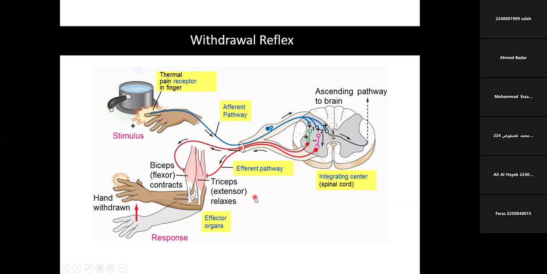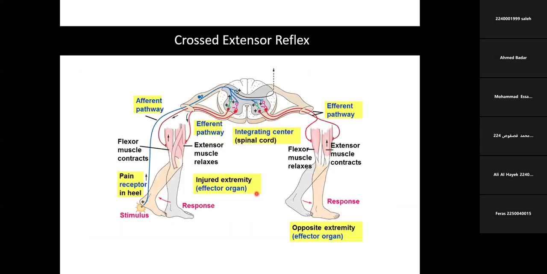So my dears, these 3 were examples which we discussed for the 3 types of reflexes. Then we have got a special type of reflex. This is called crossed extensor reflex. Yani subhanallah, we feel a stimulus here on one leg. This is one leg, this is second leg. Say this is right leg, this is left leg. The right leg is feeling the stimulus, for example, pain or pressure.